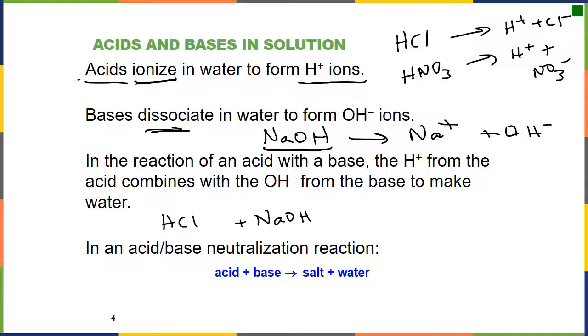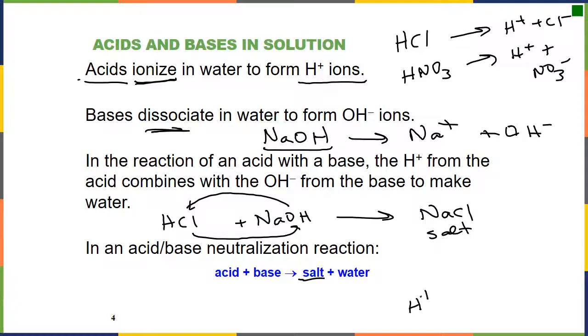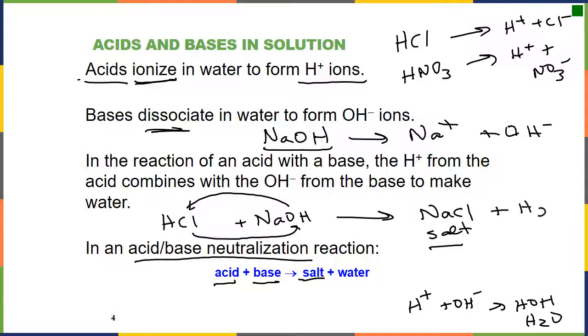When we react NaOH with HCl, this is a double displacement or double replacement reaction where we're going to take the hydroxide and swap it with the chloride. We're going to make NaCl. NaCl is an ionic compound, which we also call a salt. And the easiest way to look at H plus with OH minus is to realize that if we react H plus with OH minus, we're going to make HOH. And HOH is simply the same as H2O. So if we take an acid and a base in the simplest type of reaction, which is an acid-base neutralization reaction, we're going to make a salt, or an ionic compound, plus water.